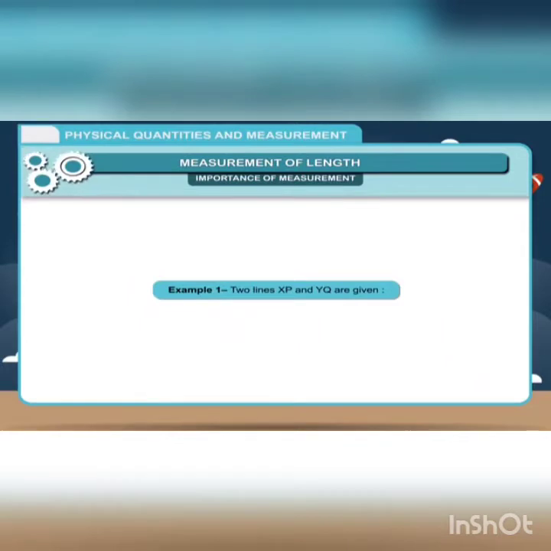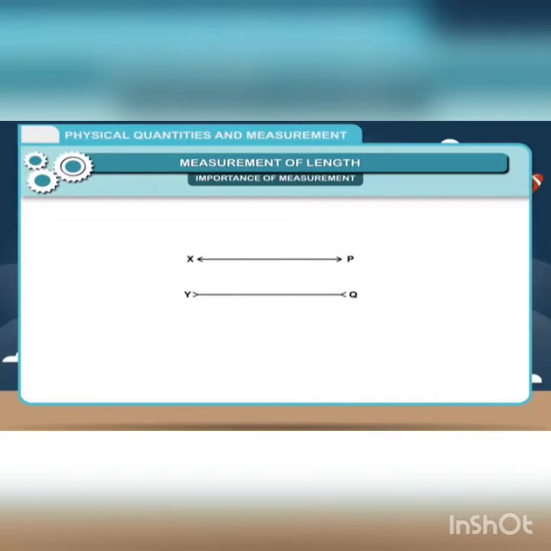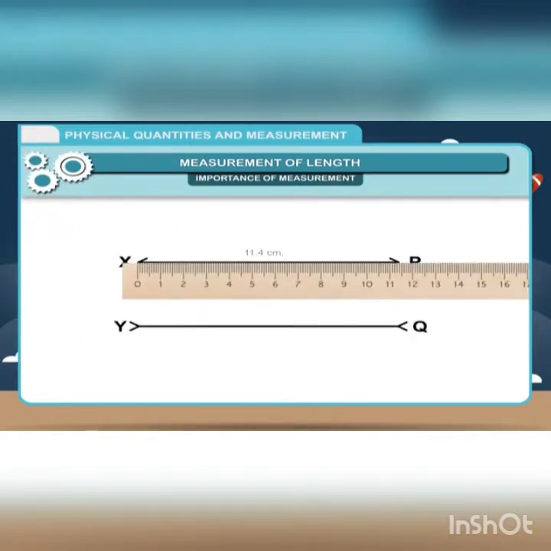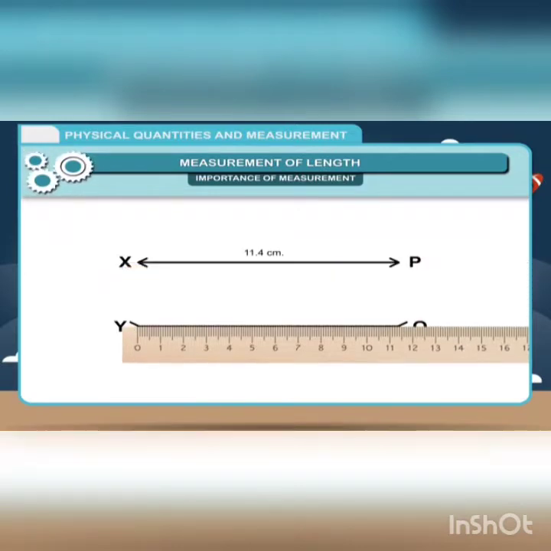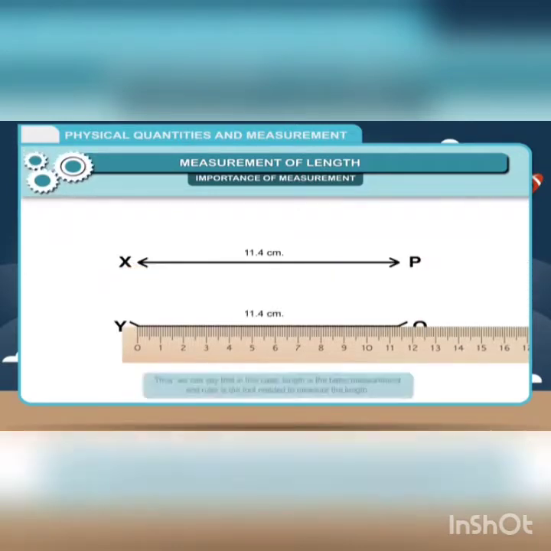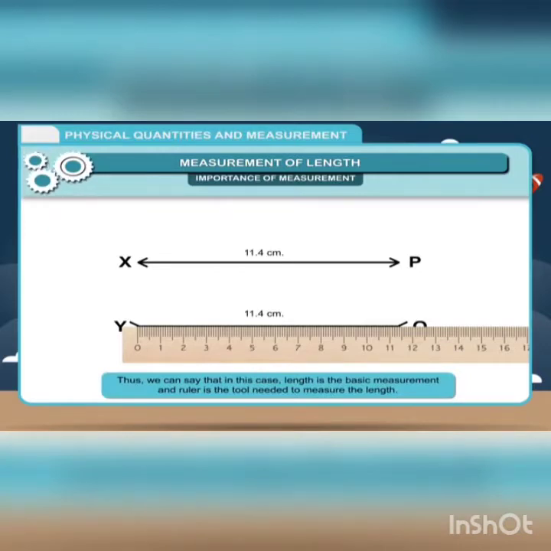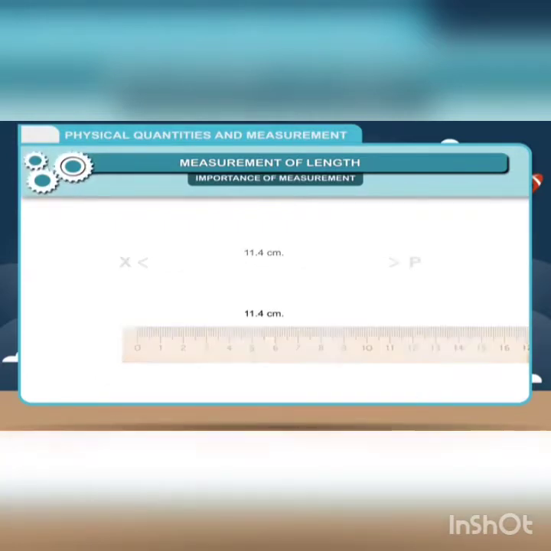Example 1. Two lines XP and YQ are given below. Look at the two straight lines XP and YQ drawn alongside. Which of them is longer? You may guess that YQ appears to be shorter than XP, but when you measure with the help of a ruler, you find that both the lines are equal in length. Thus, we can say that in this case, length is the basic measurement and the ruler is the tool needed to measure the length.